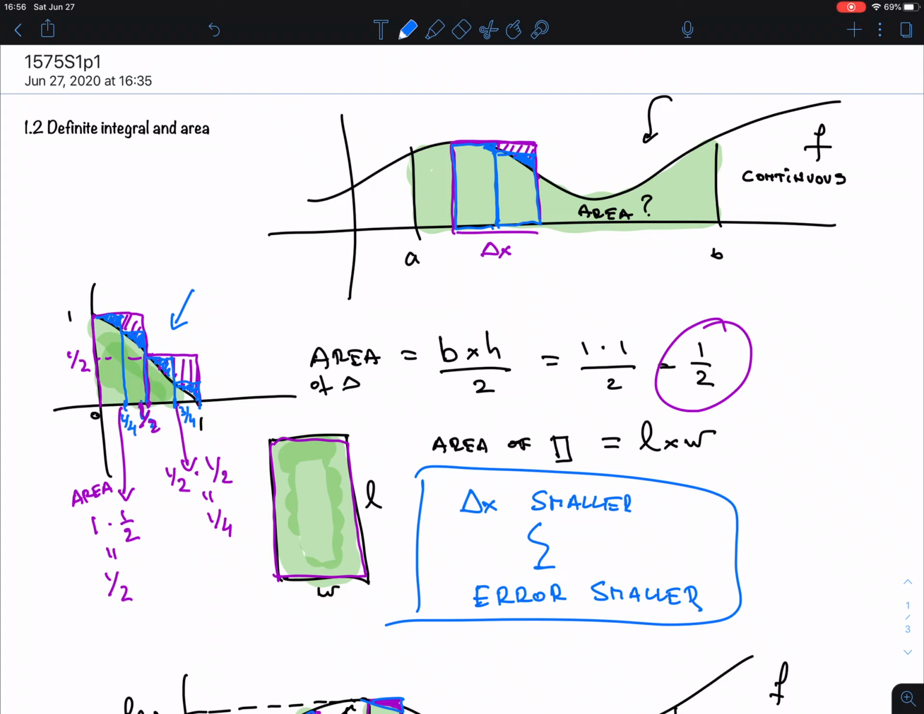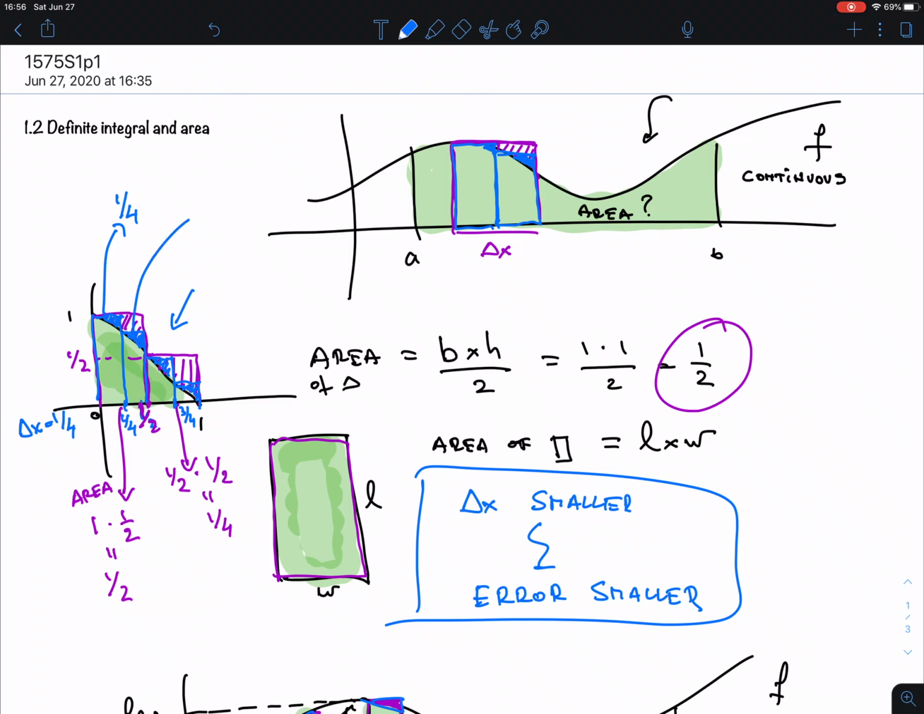So the width of each is 1/4, right? So here now delta x is 1/4. The previous delta x was a half. Okay, so the first strip, what's the area of this strip? Well, the height is now 1, right? This is 1, and the width is 1/4, so 1/4.